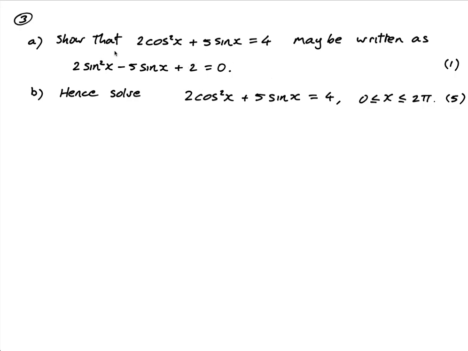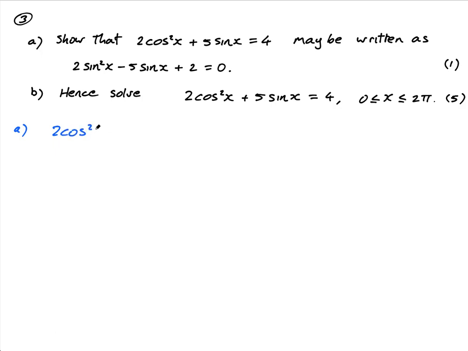Okay, question 3. So things are now starting to get harder, and this is actually a lot harder, particularly question B. Although question A, they only give 1 mark, I would consider that not very generous. So it says show that this may be written as this. So what's the main difference between this and this? Well, the cos squared x has turned into a sine squared x. So we're going to have to use an identity to turn cos squared x into sine squared x, and we have one of them, and I'll show you it now in a second.